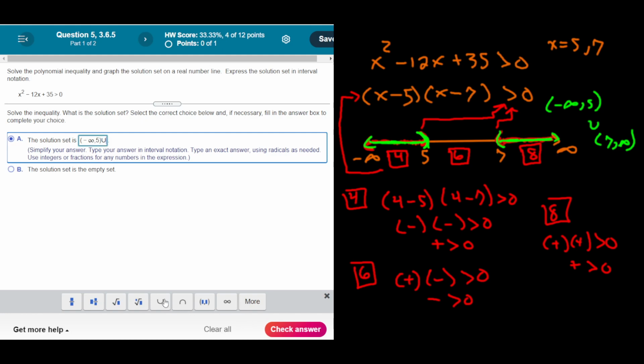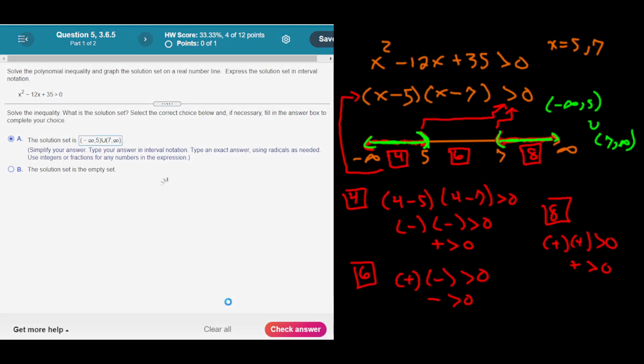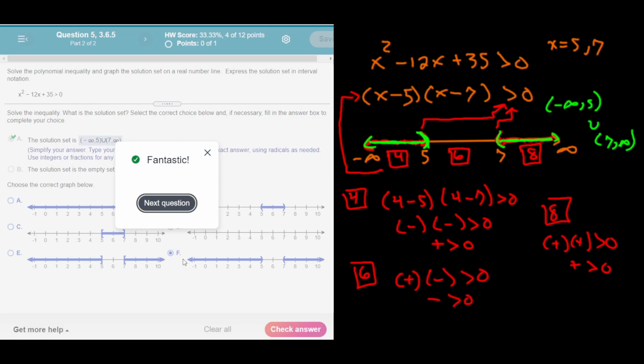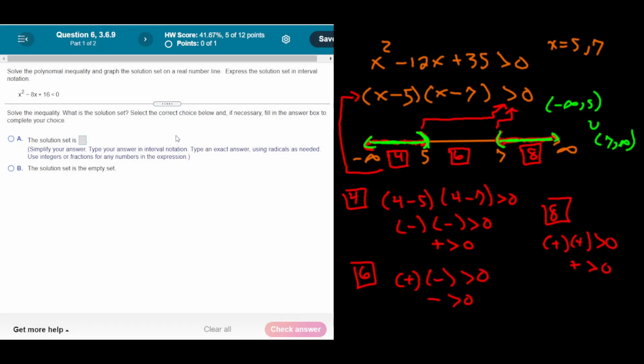Union with. Excellent. Okay, the graph mostly looks like something like this. We have 5 and 7. Yeah, that's it right there. It matches with our graph. Fantastic. All right, let's keep going.